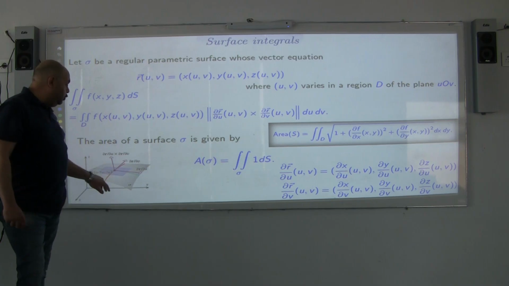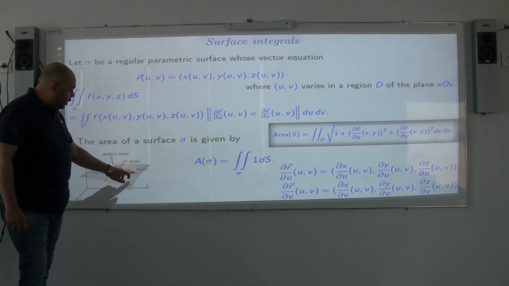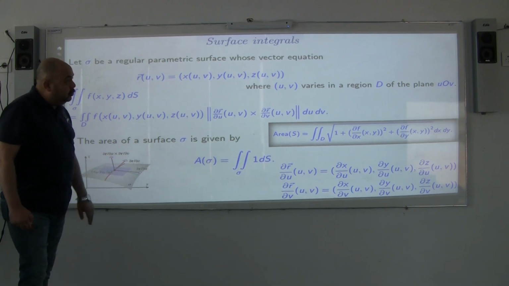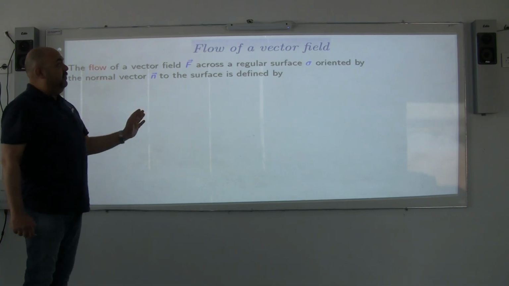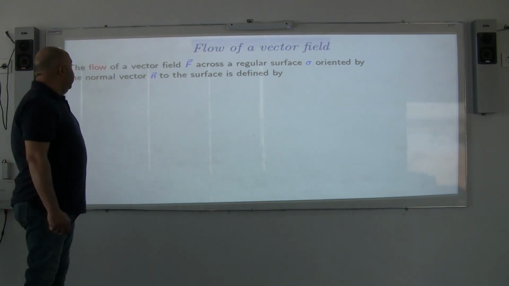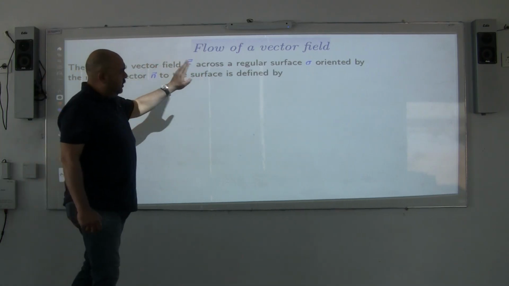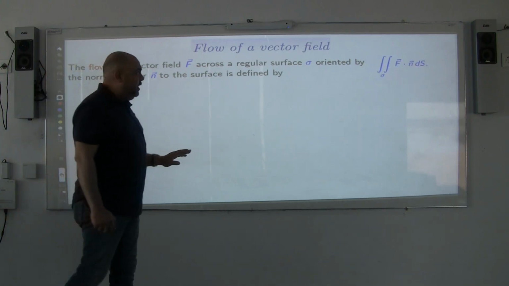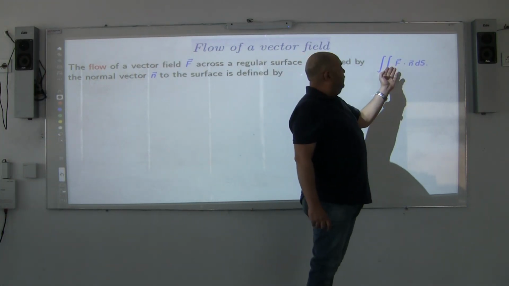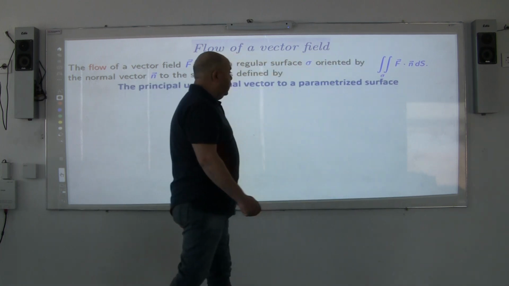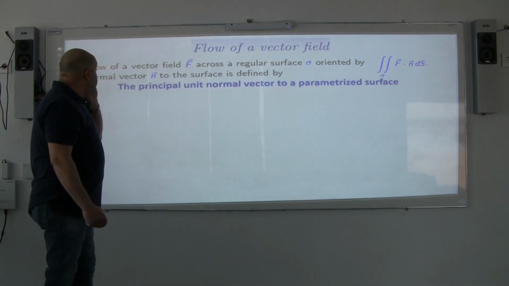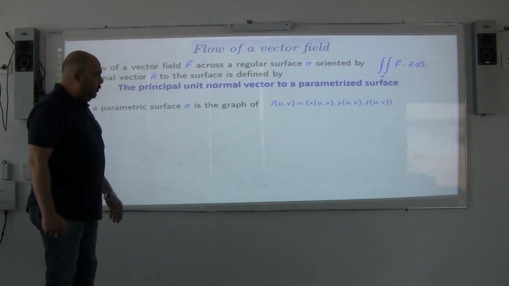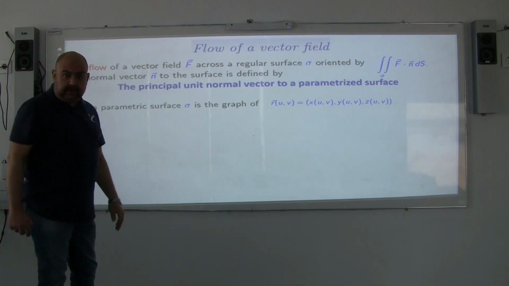Once more, of course, I want you to remember that the cross multiplication of partial r partial u and partial r partial v will give you the normal vector on these two directions. For a flow of a vector field, or the flux of a vector field F across a regular surface sigma, oriented by the normal vector N, simply I will do the dot product between the vector field and the direction vector perpendicular, which is N. Of course, the principal unit normal vector to a parameterized surface is really very easy to evaluate if r is the vector equation of the surface.